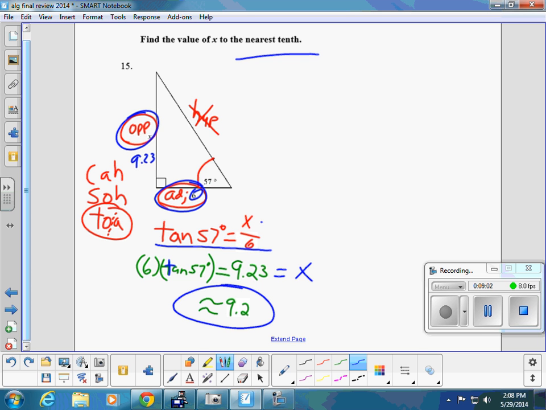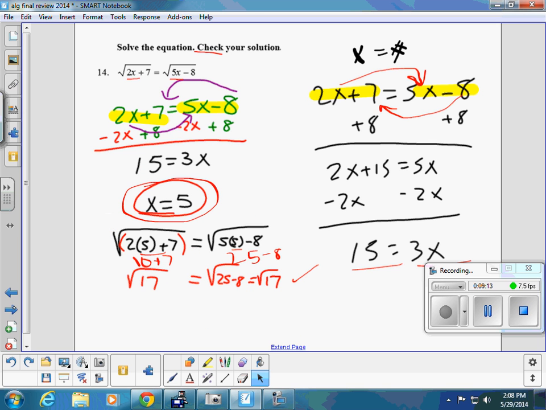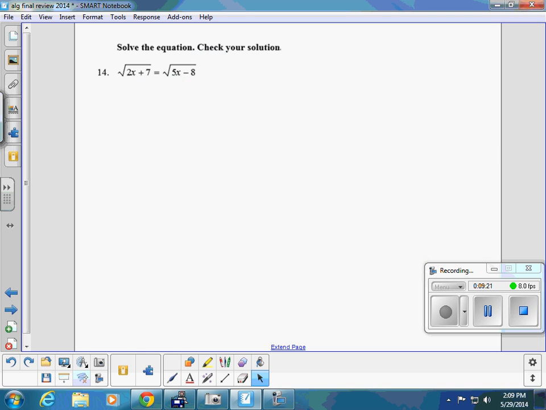And this degree up here is going to be less than 57, so it should be more than the 9.3, should be more than the 6. That's a quick check. Number 14 is right here. I did it a couple of ways, I think, here. But let me just start over, be easier.